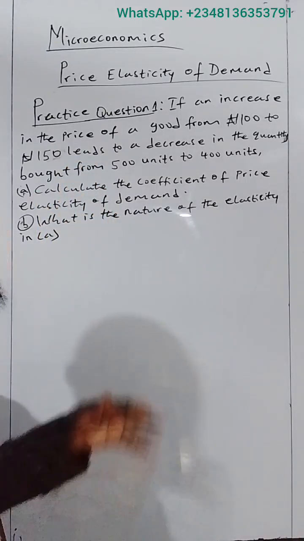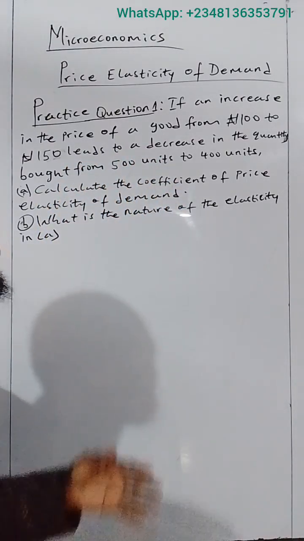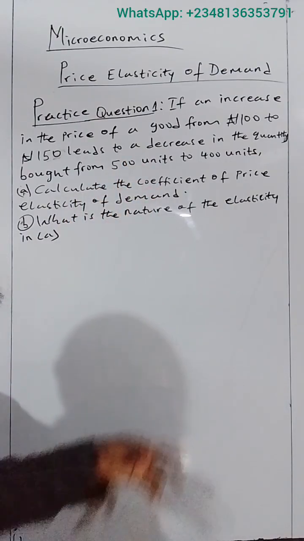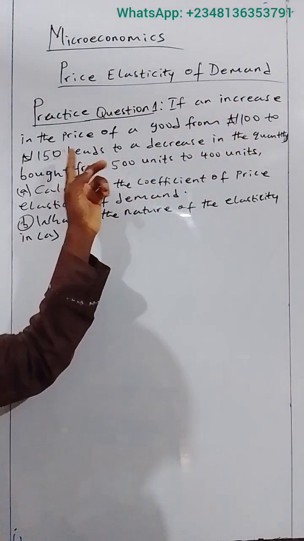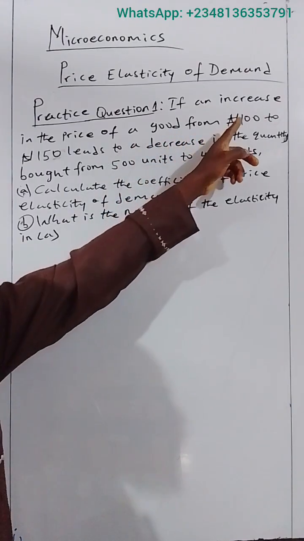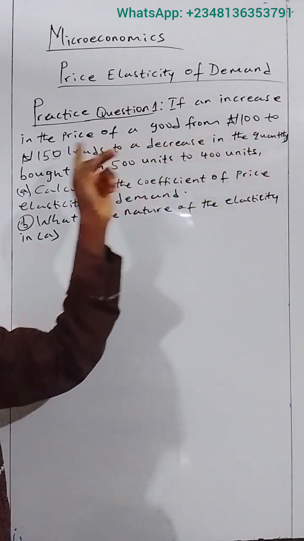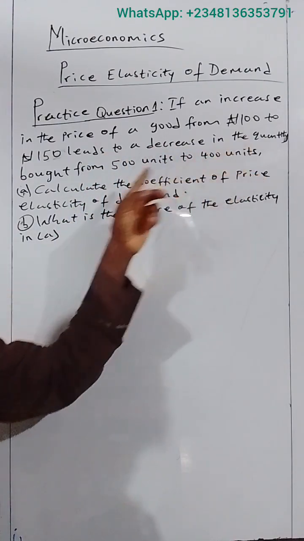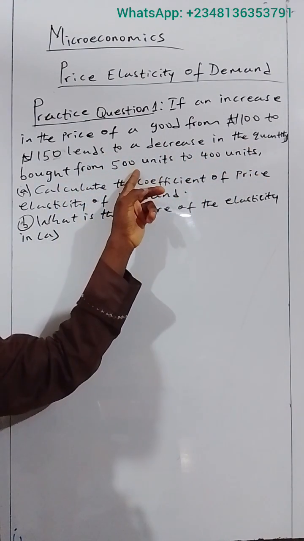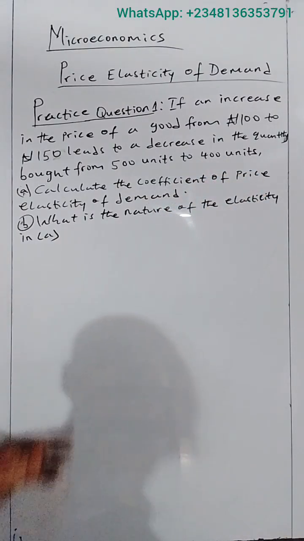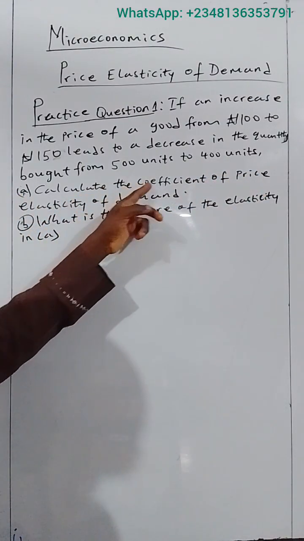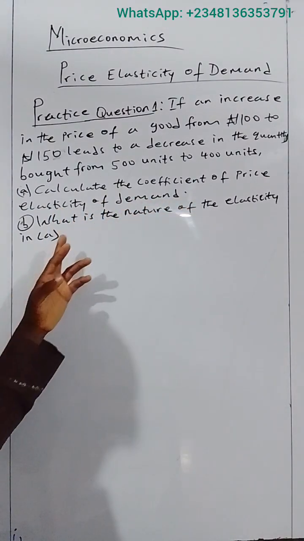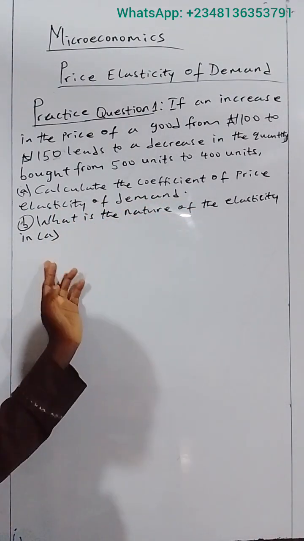In this class, I'll be solving this practice question on price elasticity of demand. The question goes thus: if an increase in the price of a good from 100 naira to 150 naira leads to a decrease in the quantity bought from 500 units to 400 units, A. Calculate the coefficient of price elasticity of demand. B. What is the nature of the elasticity in A?